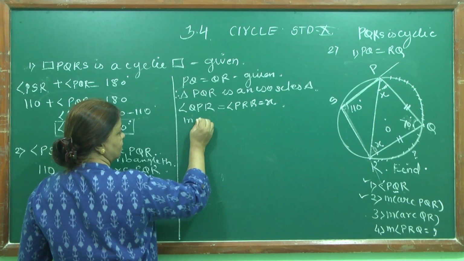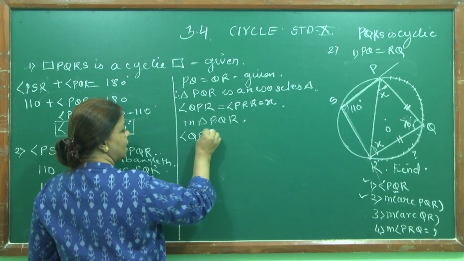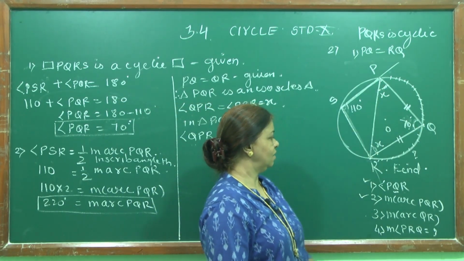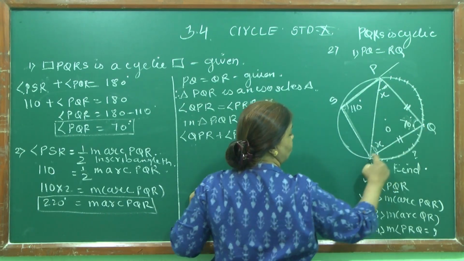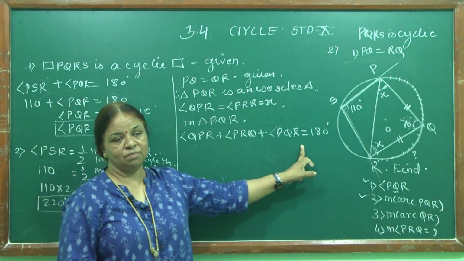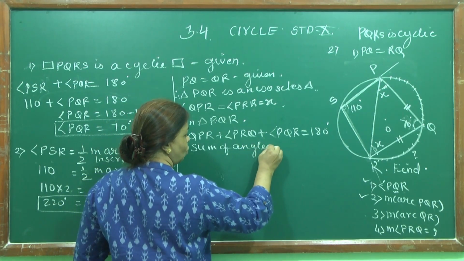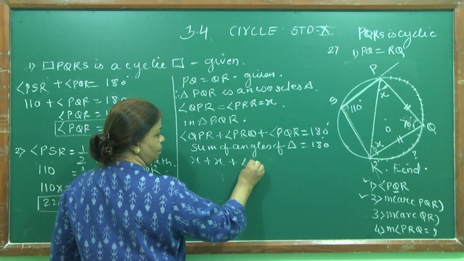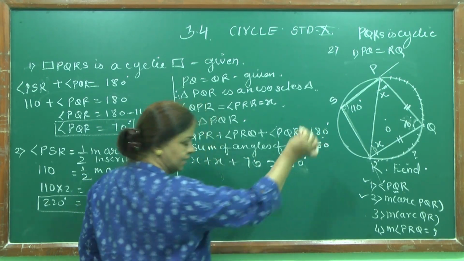So in triangle PQR, angle QPR plus angle PRQ plus angle PQR is equal to 180 degree. We have learned in earlier classes the sum of the angles of a triangle is equal to 180 degree. So here x and x, x plus angle PQR. Angle PQR is given as 70 degree, which is equal to 180 degree.